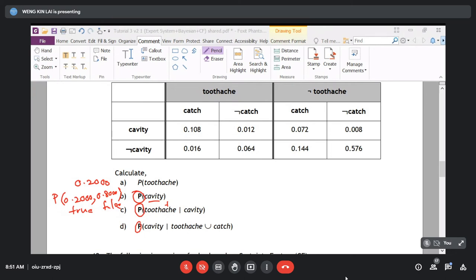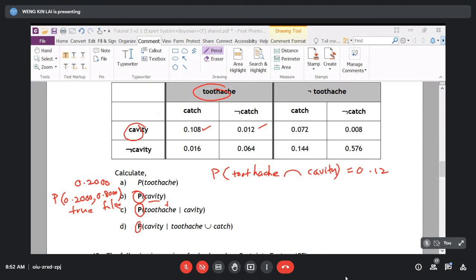Now the next one is actually look at toothache jointly with a cavity, right? So toothache and cavity, what do we have? So this is P of toothache, your intersection with your cavity. So this will be just these two, isn't it? So this will be 0.12, right?